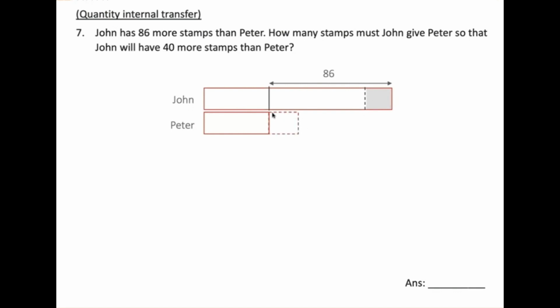Okay, this is shaded. When you receive, you dot it. Make sure you shade this and then you dot this. Don't shade everything. If everything is shaded, you will confuse yourself. Okay, so in the end, John will have 40 more stamps than Peter. Now the question is, where is the 40? To know where is 40, you must know where is John in the end. John in the end is here, this line.